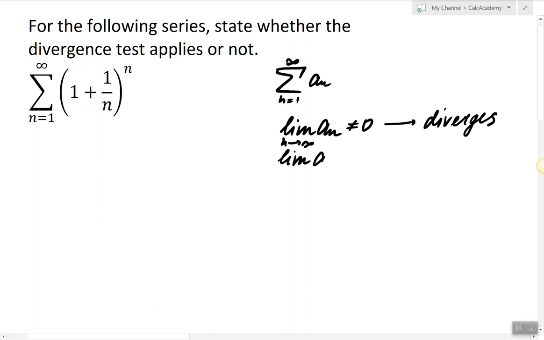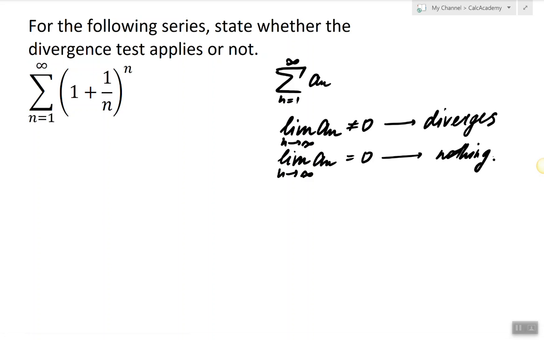When the limit is equal to 0, that doesn't mean anything. So, in other words, we can say that the test did not apply for this series.